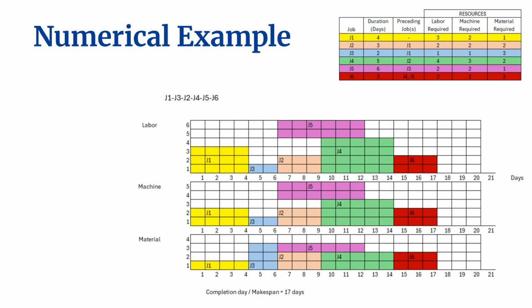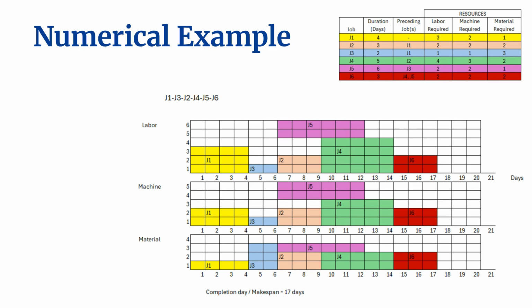Looking at the Gantt chart across all three resource profiles, we can see that the total project duration, or makespan, is 17 days. This represents the elapsed time from the start of J1 at day 0 to the completion of the final job, J6, at day 17.